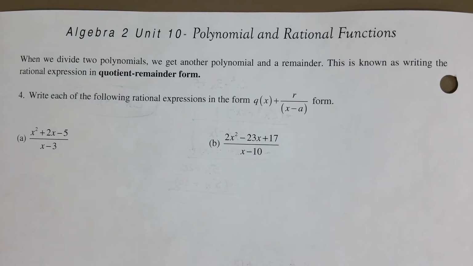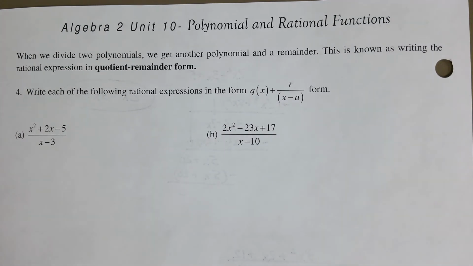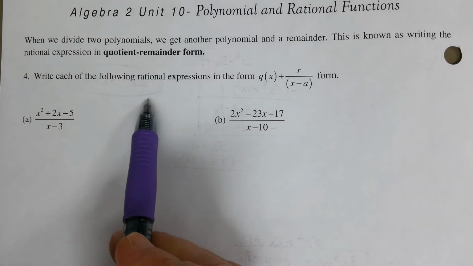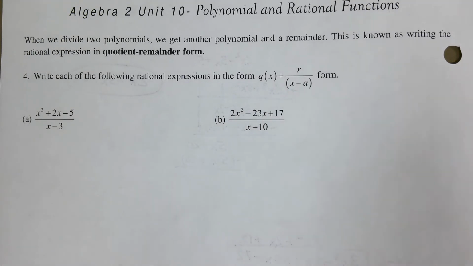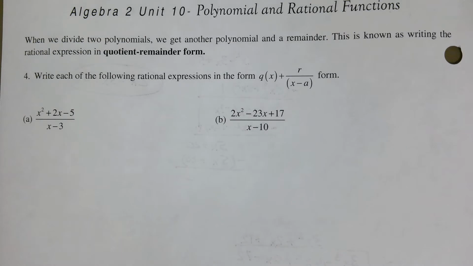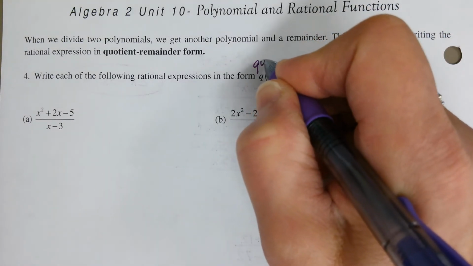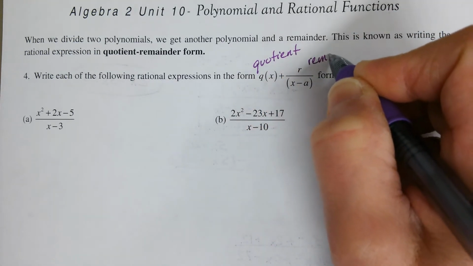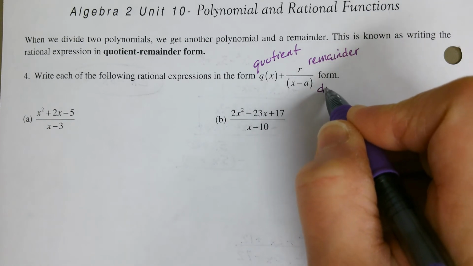When we divide two polynomials, we get another polynomial and a remainder. Sometimes that remainder is 0. This is known as writing the rational expression in quotient remainder form. Write each of the following rational expressions in the form q of x plus r over x minus a. In other words, the q of x is simply the quotient, the result, r is the remainder, and the x minus a was our original divisor.